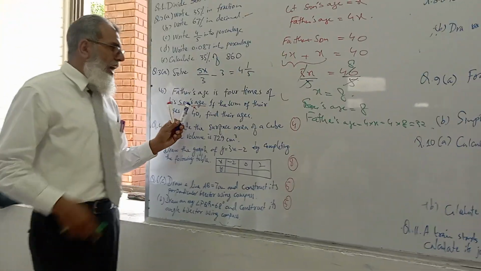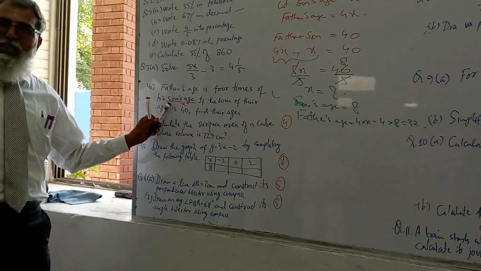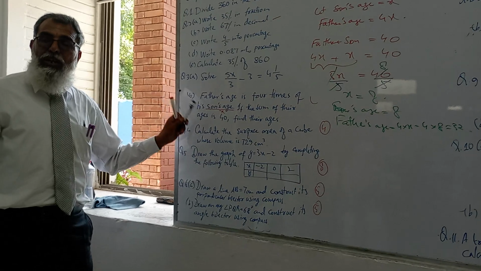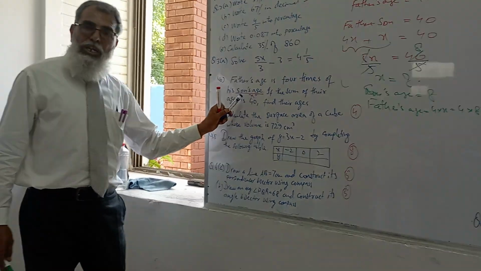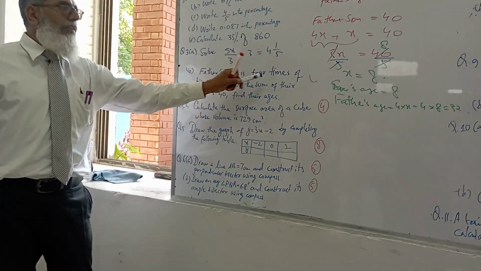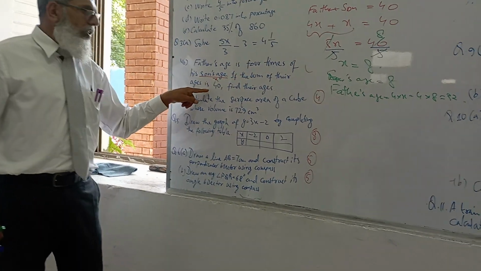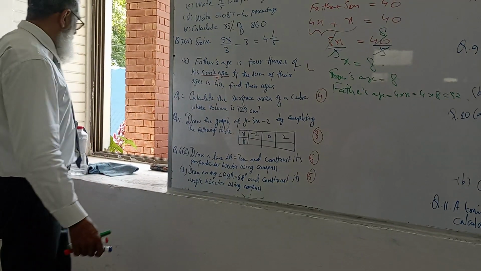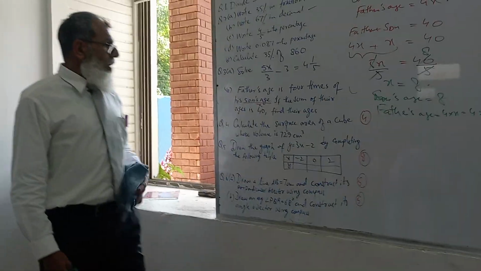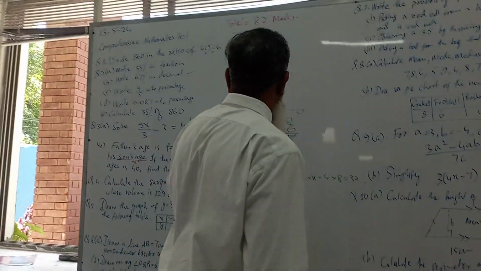So the important point is that whenever we don't know about anything, any number, any information, we will be assuming this as x, and then the relevant information will be fulfilled, and then the next statement gives us the equation to form. Clear? Now come to the next one, question number 4.